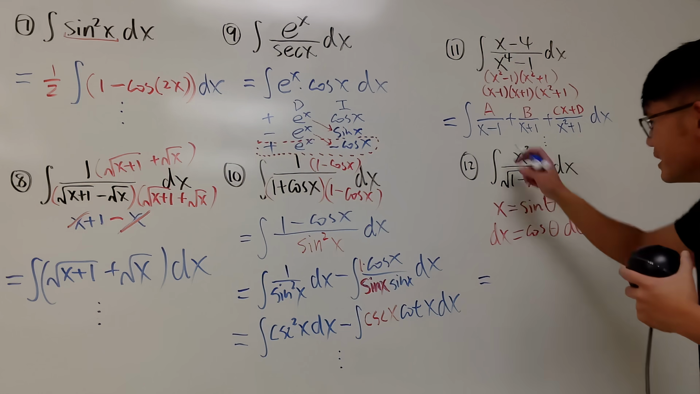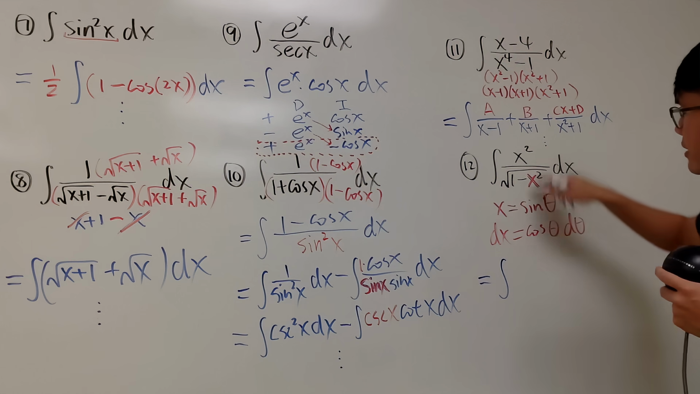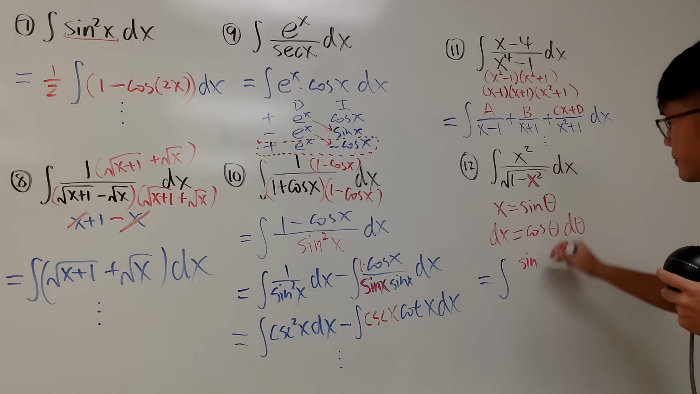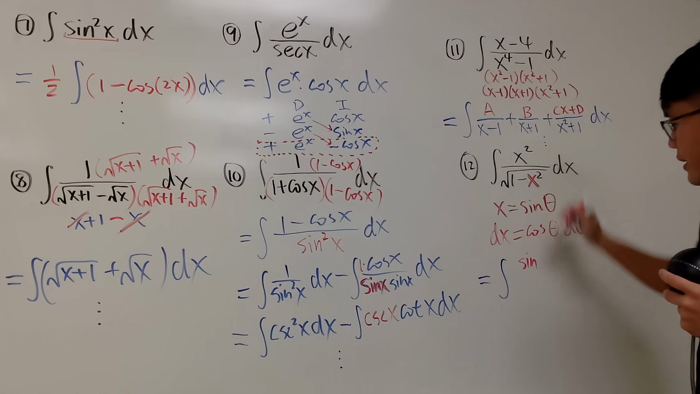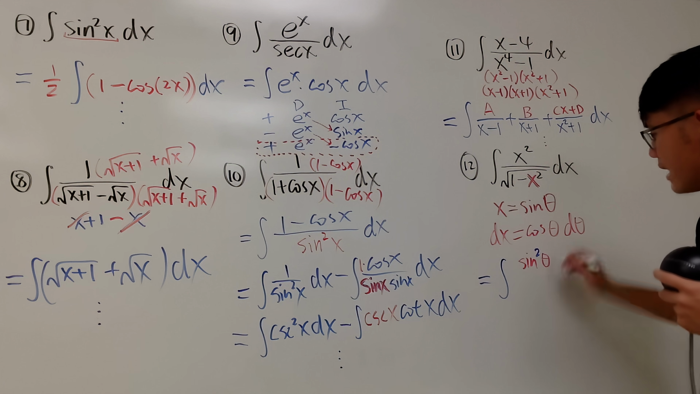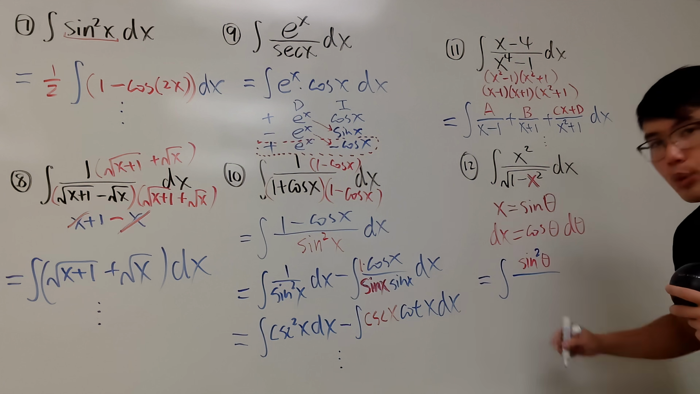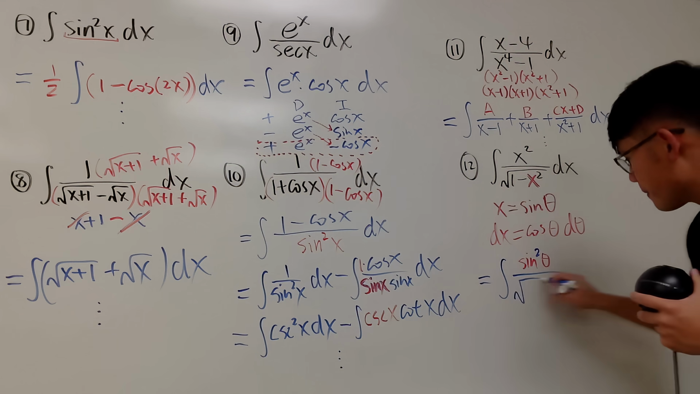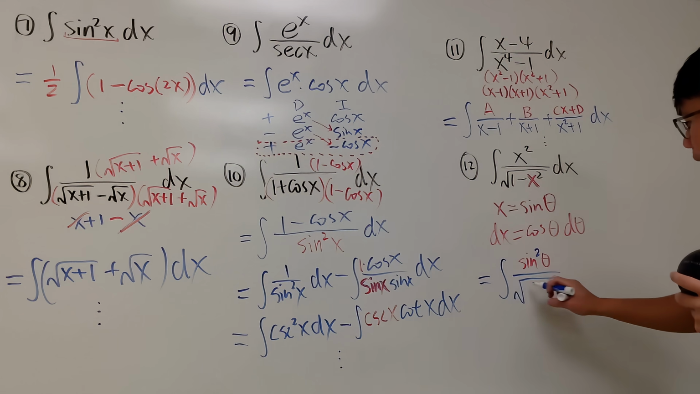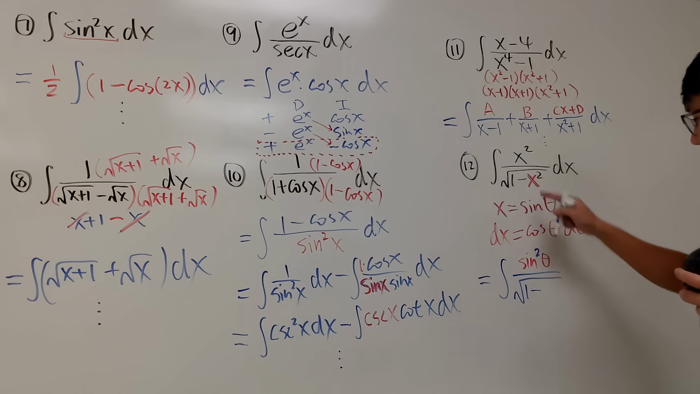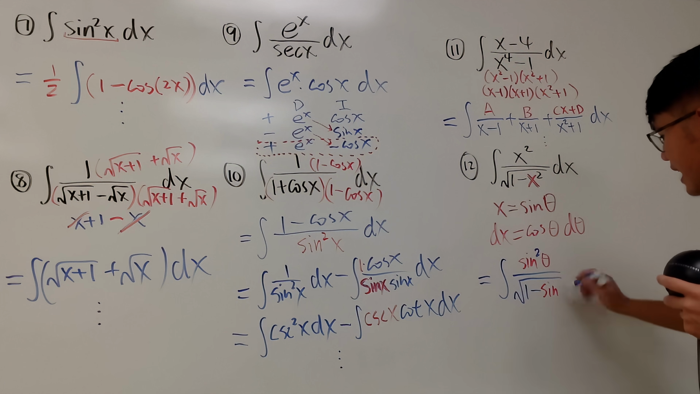Why not? Here we have the integral. On the top, I have sine, right? That's x, and then you square that, so you have sine squared theta. On the bottom here, we have a square root. And then we have 1 minus sine squared again. So we have sine squared theta.